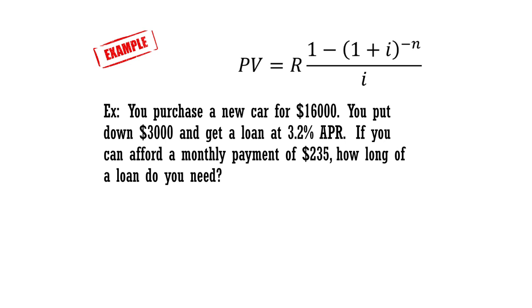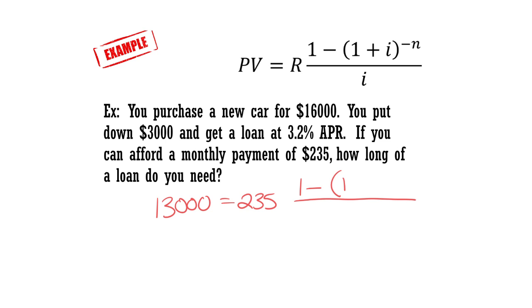Okay, here we go. Let's put in some numbers. Okay, what will be the present value of your loan? What are they going to give you that loan for? Okay, it is not $16,000 because remember, you saved up $3,000 to put down up front. So you don't need a $16,000 loan. You only need a $13,000 loan. Okay, so the present value is $13,000. Your regular payment is going to be $235.